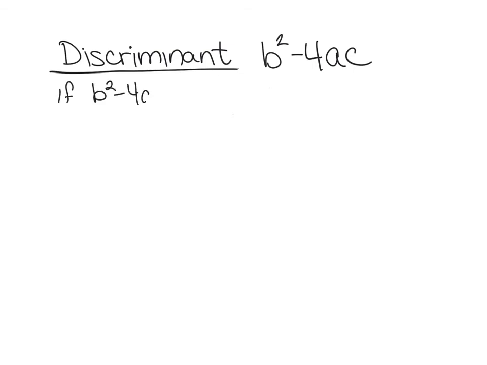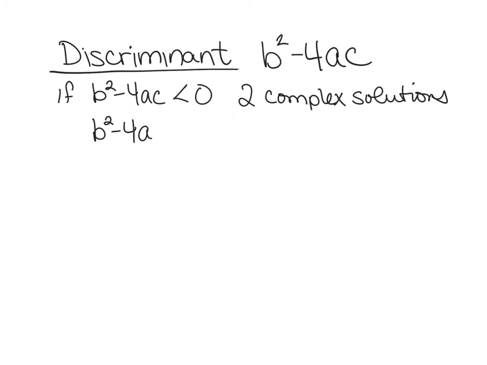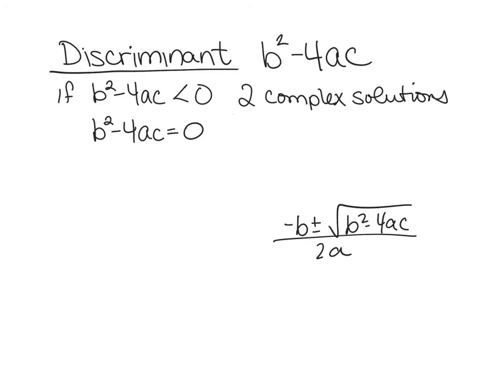So if b squared minus 4ac is less than 0, we end up with two complex solutions. Complex means there's an imaginary number and a real number together. If b squared minus 4ac is equal to 0, think about what happens if we get 0 underneath here. If this is all 0, that goes away, and you get one answer, negative b over 2a. So we have one real and rational solution.